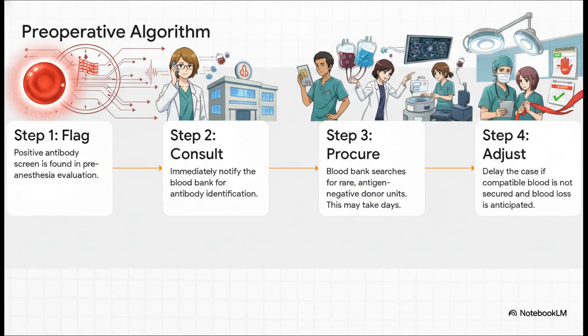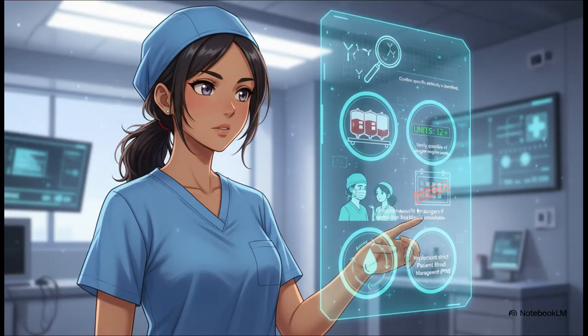And that leads directly to step 4, we have to adjust our plan. We simply cannot safely proceed with the surgery until we have confirmation that compatible blood is physically in the hospital. So here's the bottom line. For an elective case with any significant risk of bleeding, we cannot proceed until these boxes are checked.